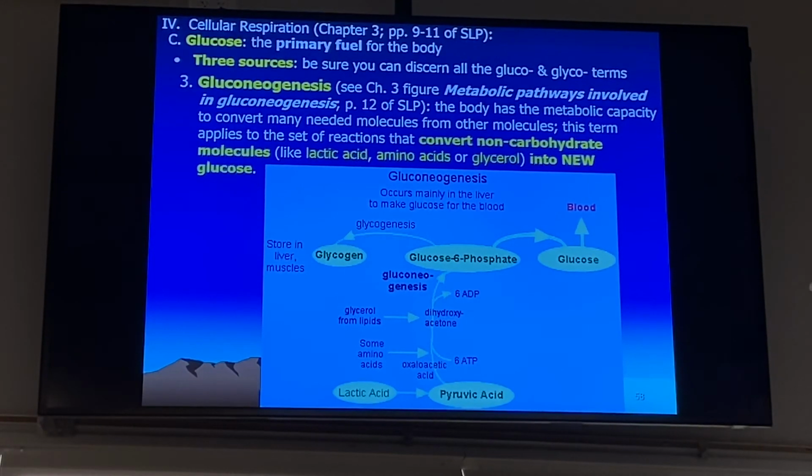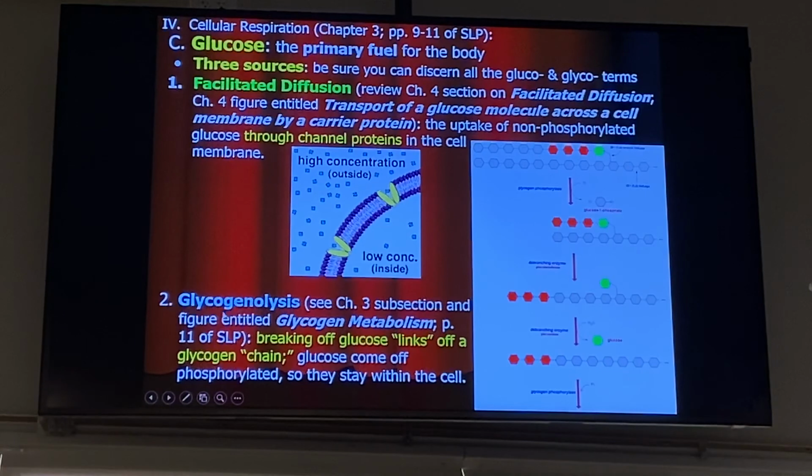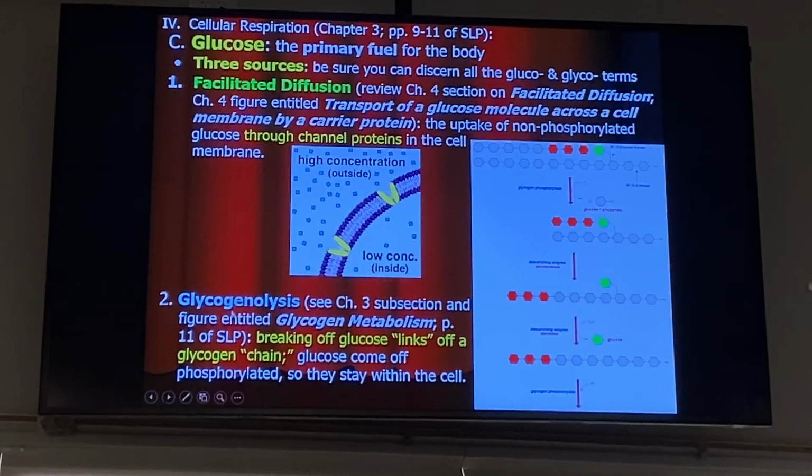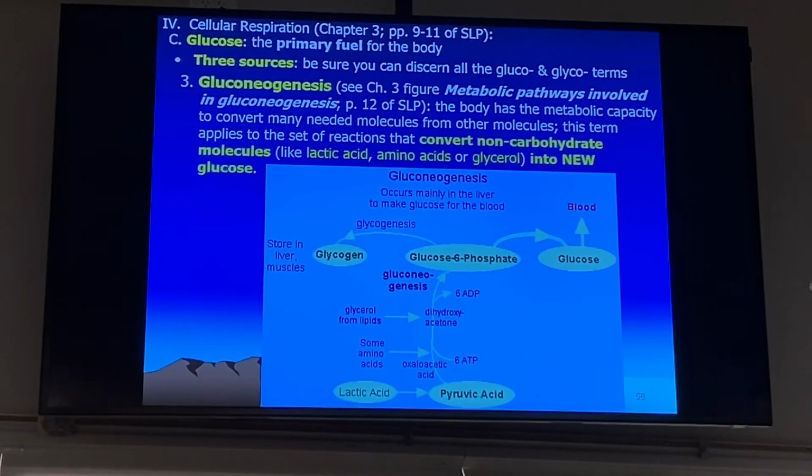What that means for this is that you are making new glucose from non-carbohydrate sources, which is why glycogenolysis doesn't count for gluconeogenesis, since glycogen is a carbohydrate. This is you making new glucose from things that are not carbohydrates, and your liver can do that. Everybody got gluconeogenesis?